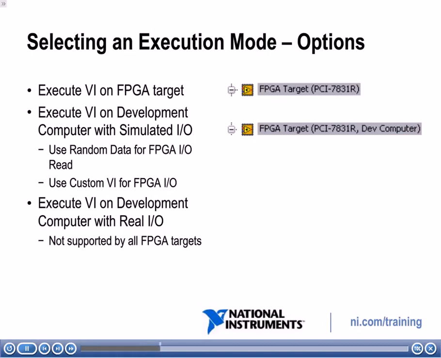This is a very useful mode for you to make sure that all the algorithms and all the logic on your FPGA VI are correct before you go through the trouble of compiling it. If you're executing your VI on your development computer with simulated I/O, you can either use random data for any FPGA I/O, or you can use a custom VI for FPGA I/O as well. On some targets, you can also execute the VI on your development computer and use real I/O that's coming from your hardware.